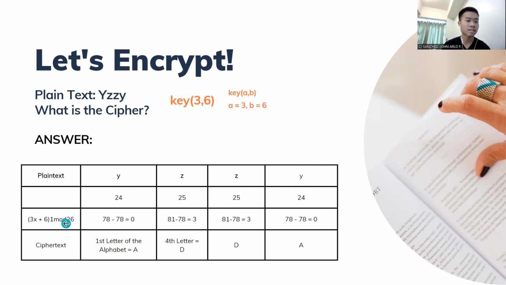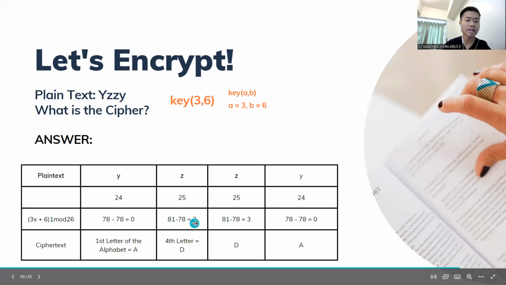Now we use this formula, which is (3x + 6) modulo 26. And then if we input these values as x, we get 78, which when you subtract it by the nearest multiple of 26 is also 78. So 78 subtracted by 78 is 0. And then for Z, when you input in this formula, you get 3. So the first letter of the alphabet is A, and the third letter of the alphabet is D. So the correct answer is ADA.